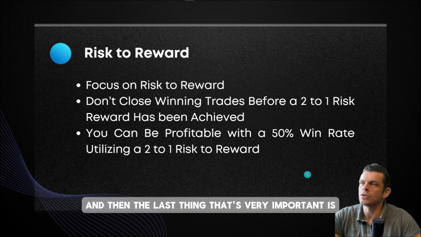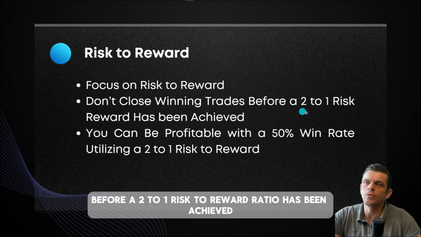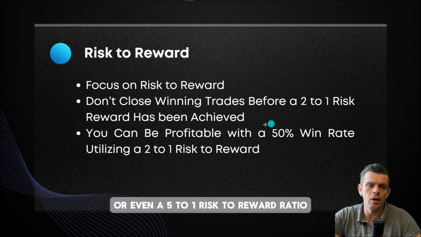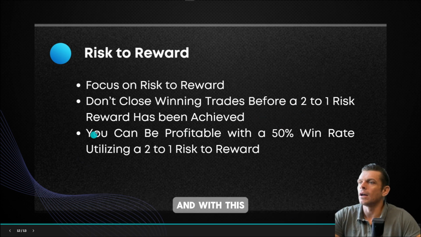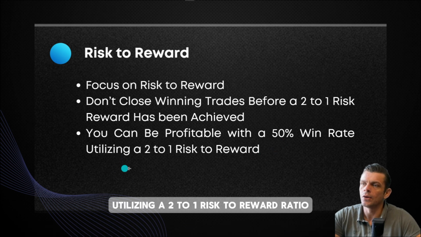And then the last thing that's very important is you need to focus on risk to reward. Don't close winning trades before a 2-to-1 risk to reward ratio has been achieved, and this is at least. I like to try and get a 3-to-1 or even a 5-to-1 risk to reward ratio. And with this, you can be profitable with a 50% win rate utilizing a 2-to-1 risk to reward ratio.